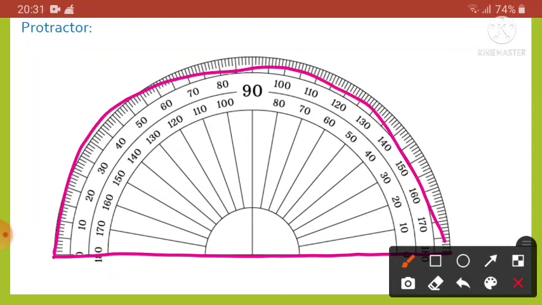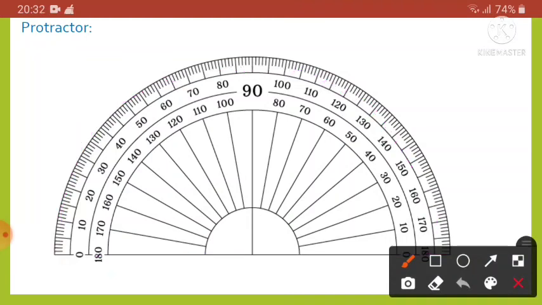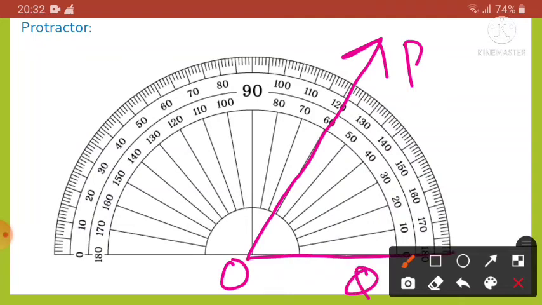Okay, it is a part of the instruments in a geometry box. Now we are trying to measure an angle. Suppose we are taking the angle O, P and Q.